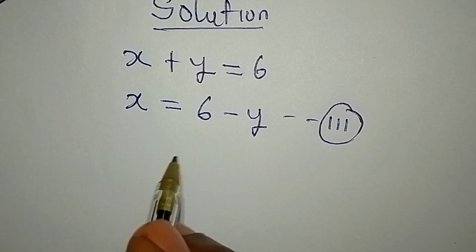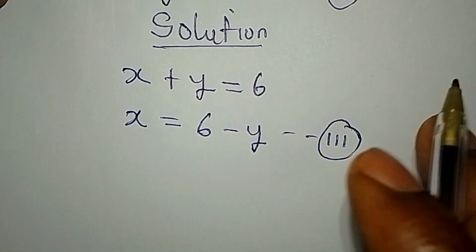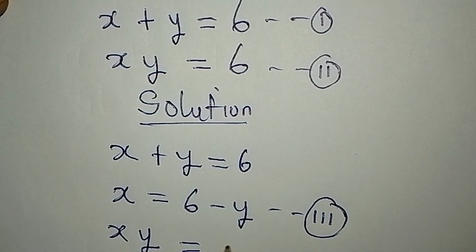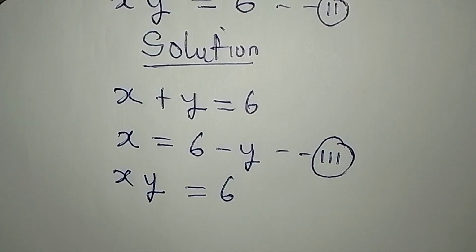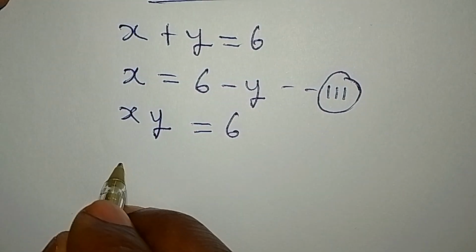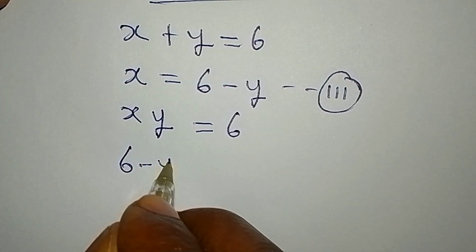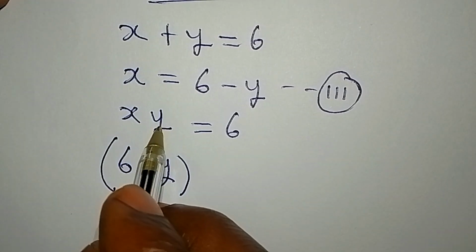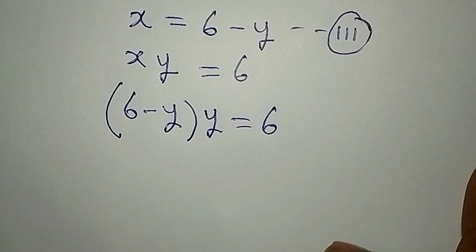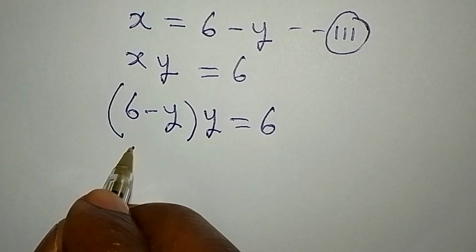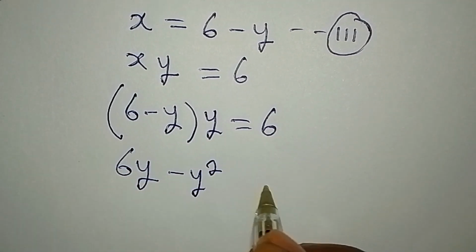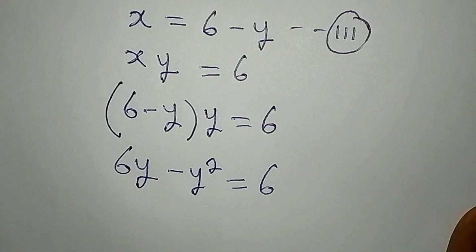Now this is our equation 3. Put this equation 3 into our equation 2, which is xy equals 6, meaning x times y is equal to 6. In place of x, I'm writing 6 minus y, then close bracket, this y will be here, and this is equal to 6. Let's open the bracket. 6 times y will be 6y, minus y times y will be minus y squared, and this is equal to 6.